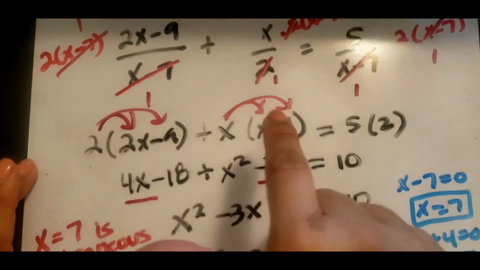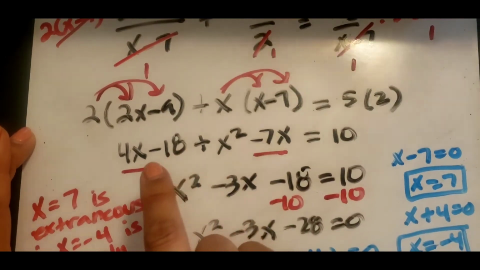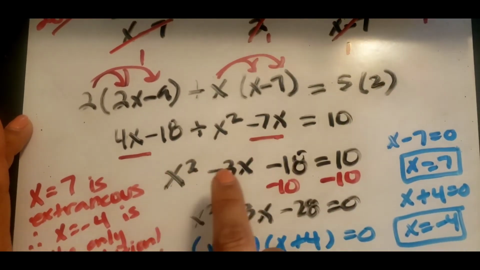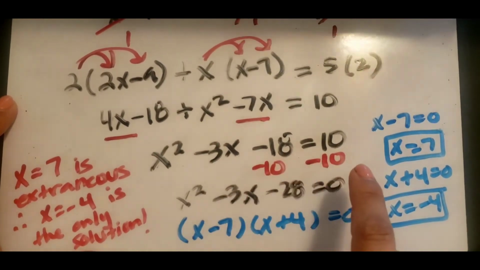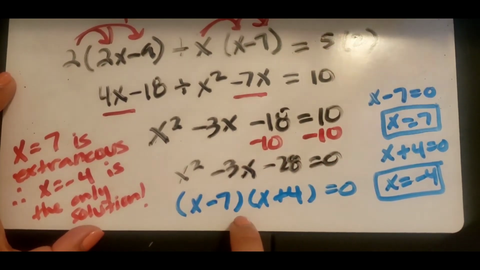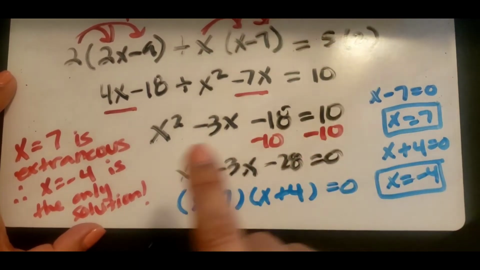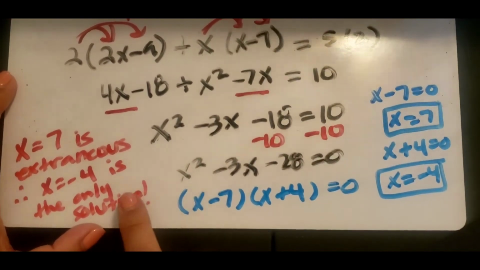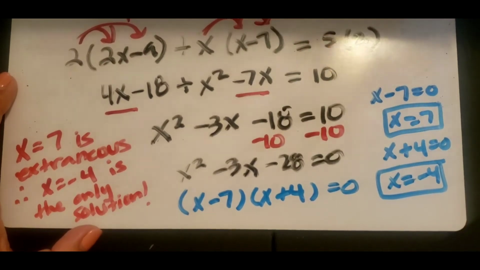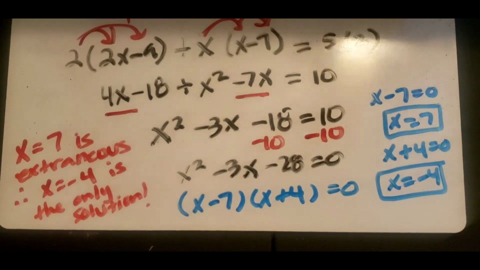But then we distributed, and it looks like we distribute to every single term. Then we combined like terms and wrote it in the right order, quadratic. Then we subtracted 10 to set it equal to 0. We factored the quadratic, and we ended up with 2 solutions, but 7 ended up being extraneous. So we only included -4. Okay? All right, awesome. I have one more for you to do.